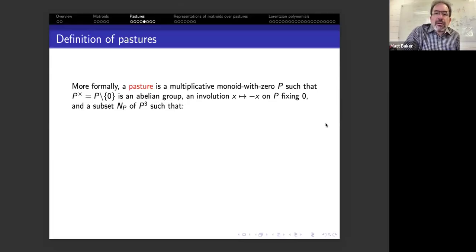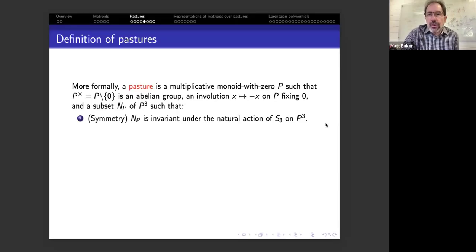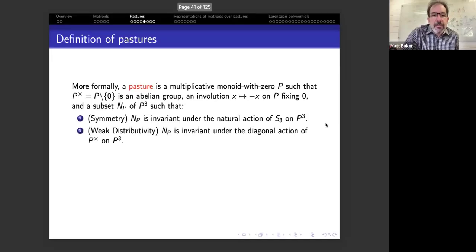You have an involution called negation that fixes 0. And you have a set of triples, this null set, which is symmetric under permutations. So that's kind of like commutativity. You have a weak version of distributivity, which is that if you take a triple of things that's supposed to add up to 0 and you multiply it by a scalar, it should still add up to 0. Okay, so null sets are invariant under multiplication by scalars.